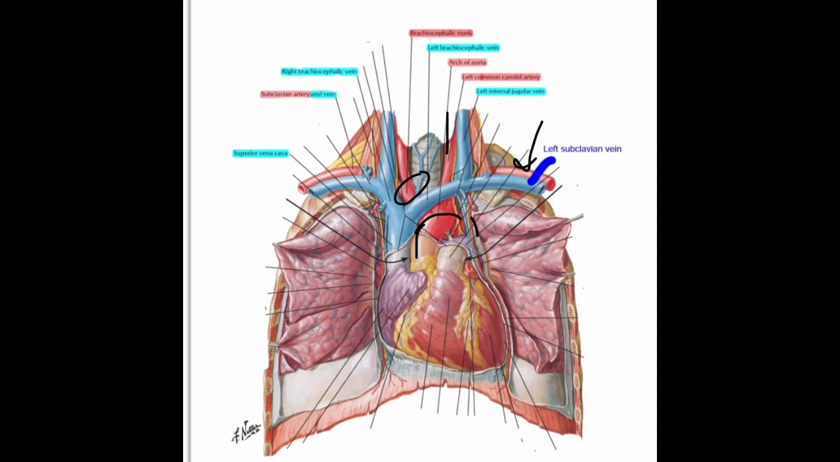It's a trunk because it will further divide into two branches, which are what? The same thing: the right subclavian artery to supply the upper limb and the right common carotid artery.